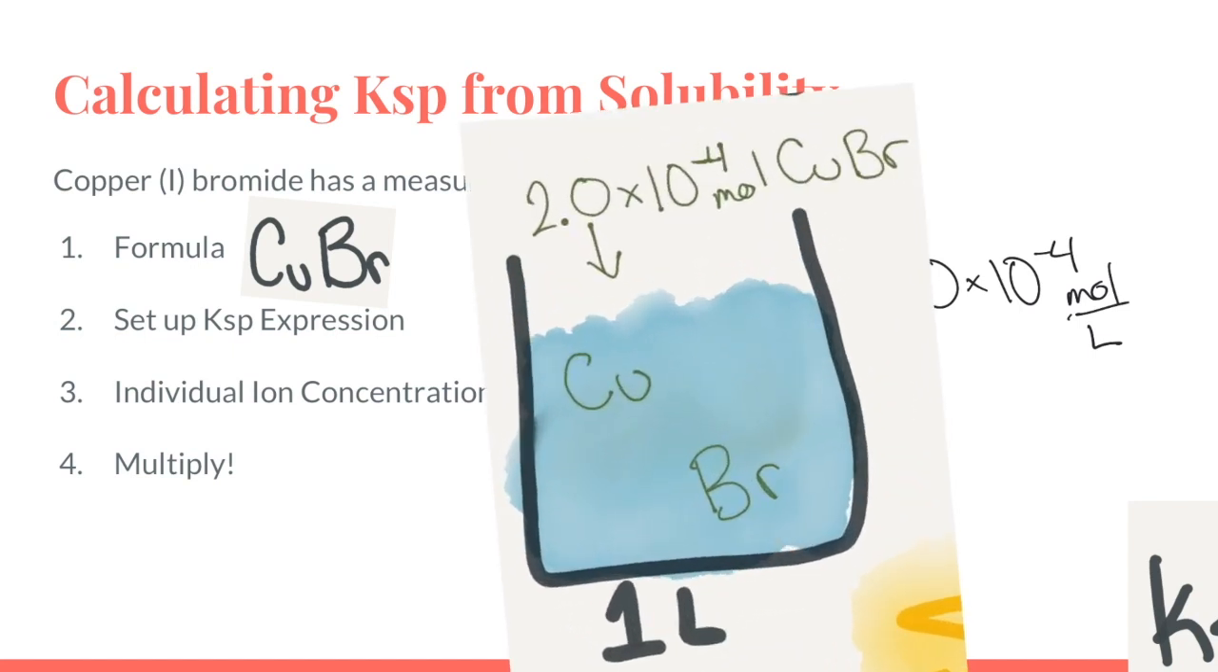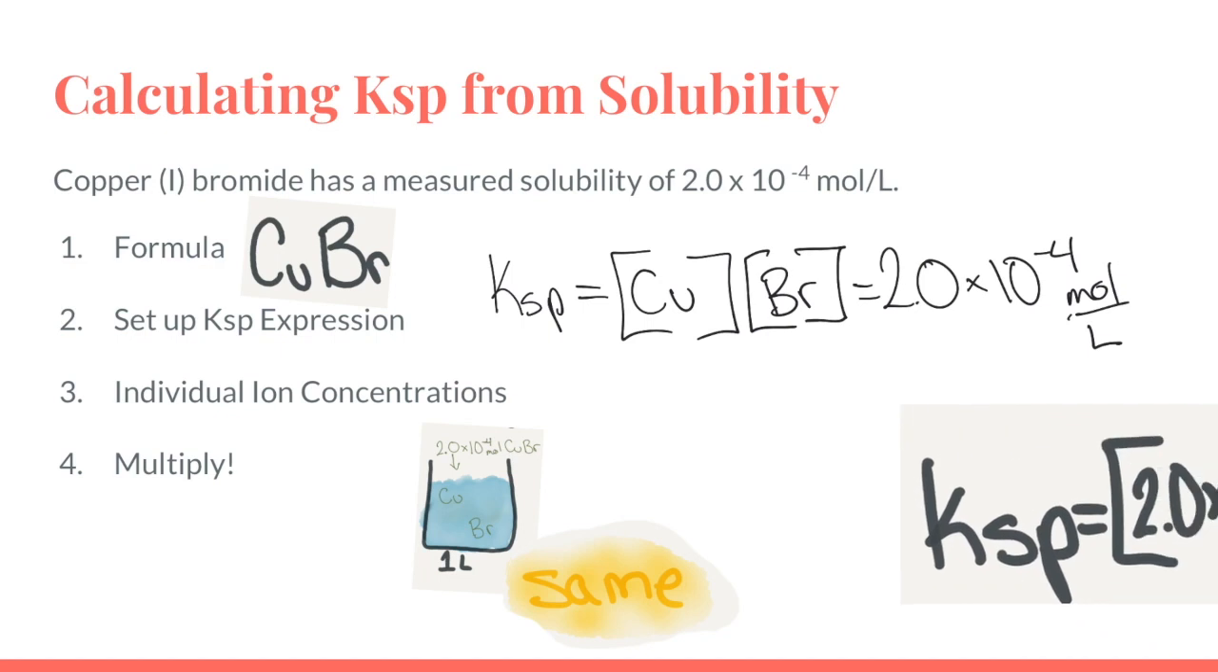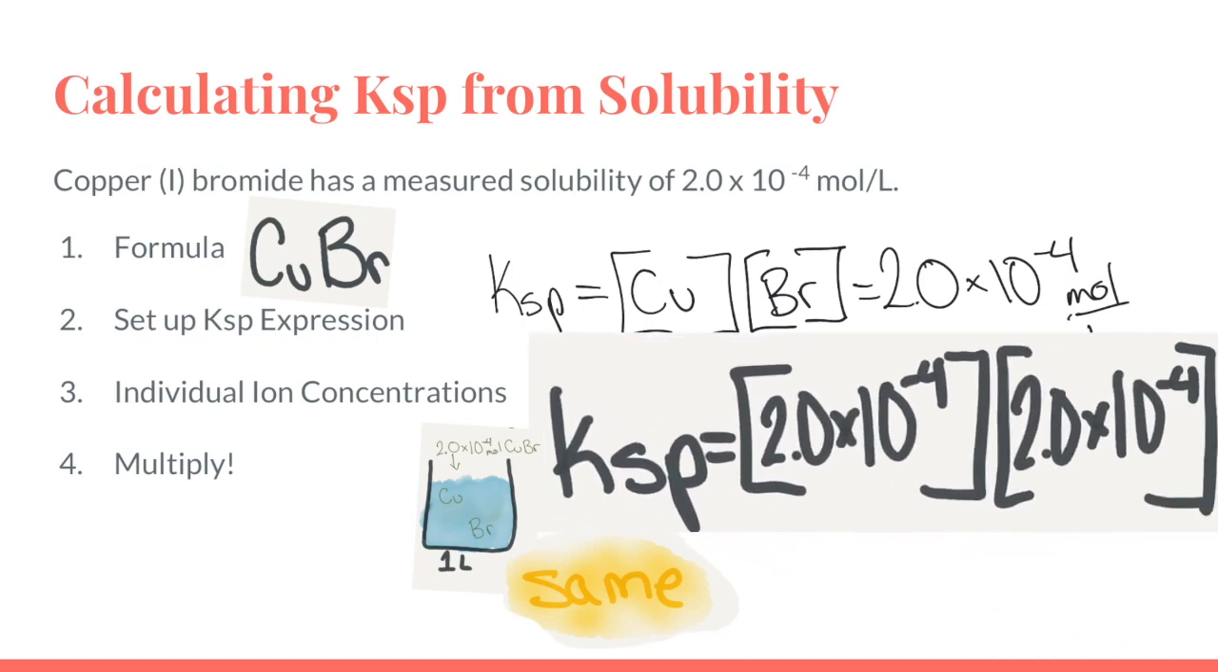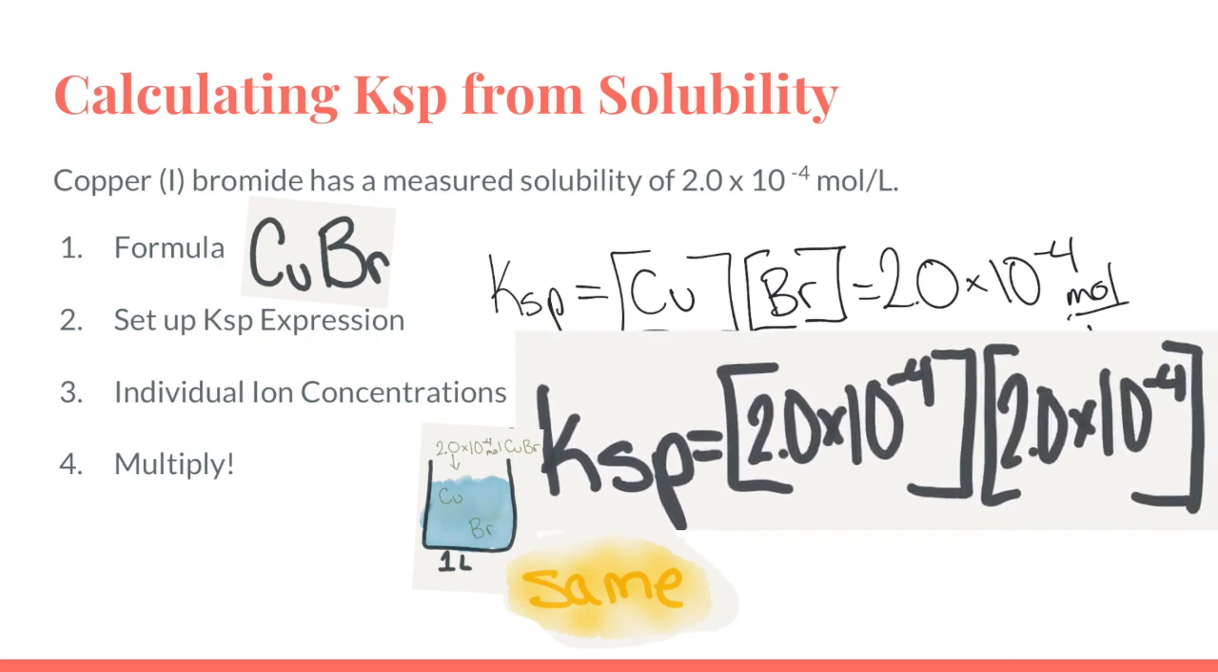So when I think about copper bromide, I know that for every 1 copper bromide, there's going to be 1 copper ion in solution and 1 bromide ion in solution. So this solubility will be the same as the individual ions' concentration. The solubility being equal to the individual ion concentrations, I can simply plug the solubility into my Ksp expression, and then I multiply. You should get a final answer of 4.0 times 10 to the negative 8th.